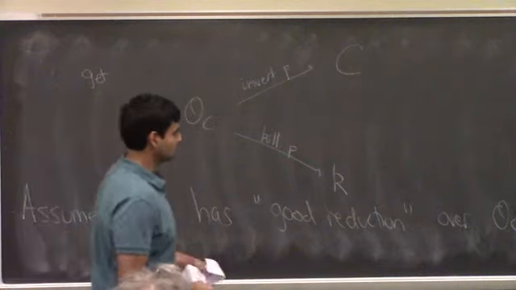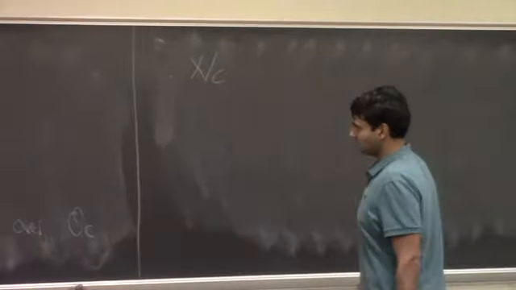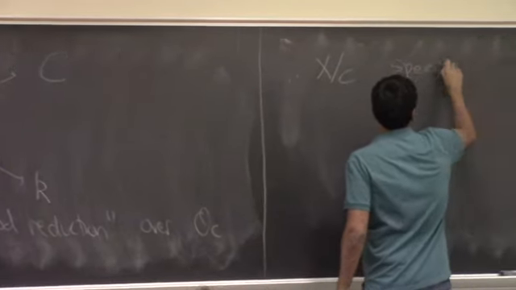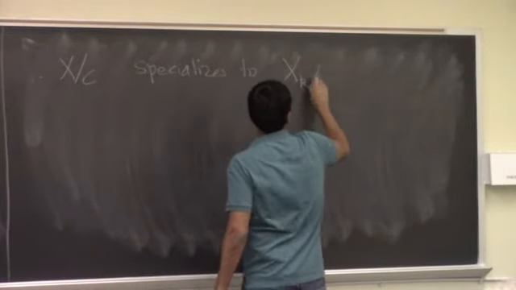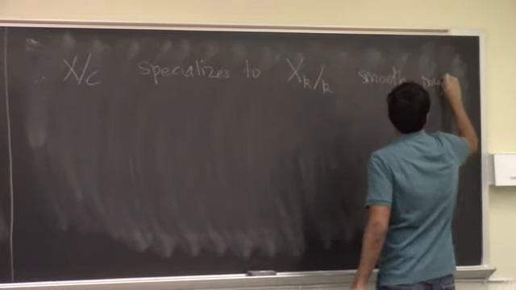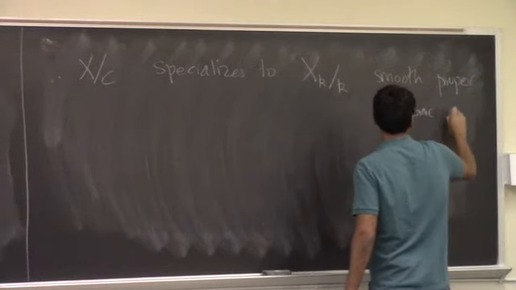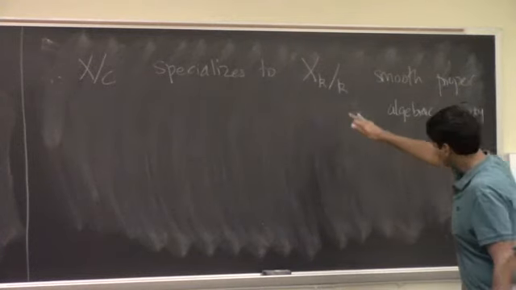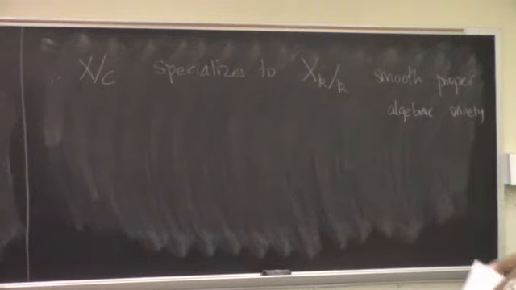The practical consequence of this is that there's a cousin to X that lives over here. So X over C specializes to something over here, which is a smooth proper algebraic variety. So you can relate this characteristic 0 space X to an algebraic variety in characteristic P. Naively speaking, you just reduce the equation mod P.